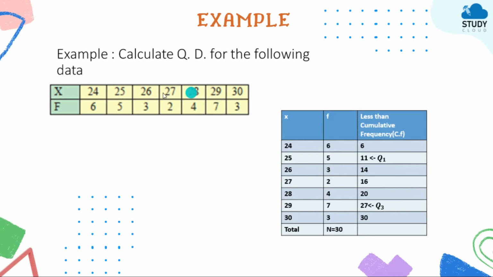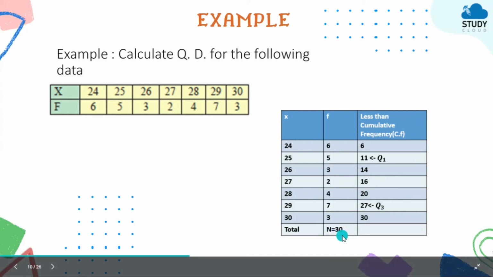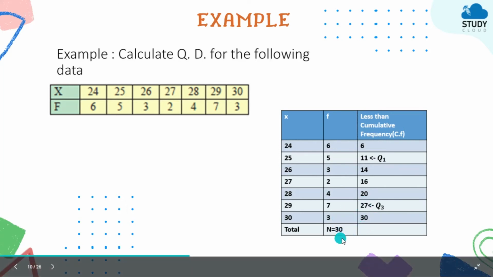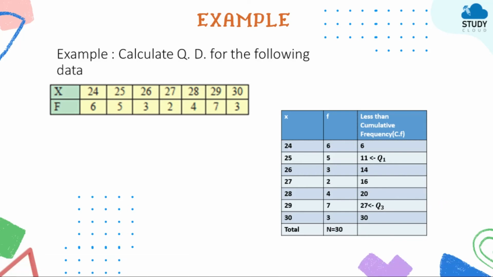So X is given to you and F, the frequency, is given to you. So just put it in a table like this and first add all the values of F. When you add it, you get 30 here. So write n is equal to 30, but always make the less than cumulative frequency first. So here is 6 frequency, so write 6 here. Then 6 plus 5, 11. 11 plus 3, you will get 14. Then 14 plus 2, you will get 16. 16 plus 4, 20. 20 plus 7, 27. And 27 plus 3, 30. This 30 and this 30 should be equal. Now with the help of this table, we are going to find quartile 1 and quartile 3.